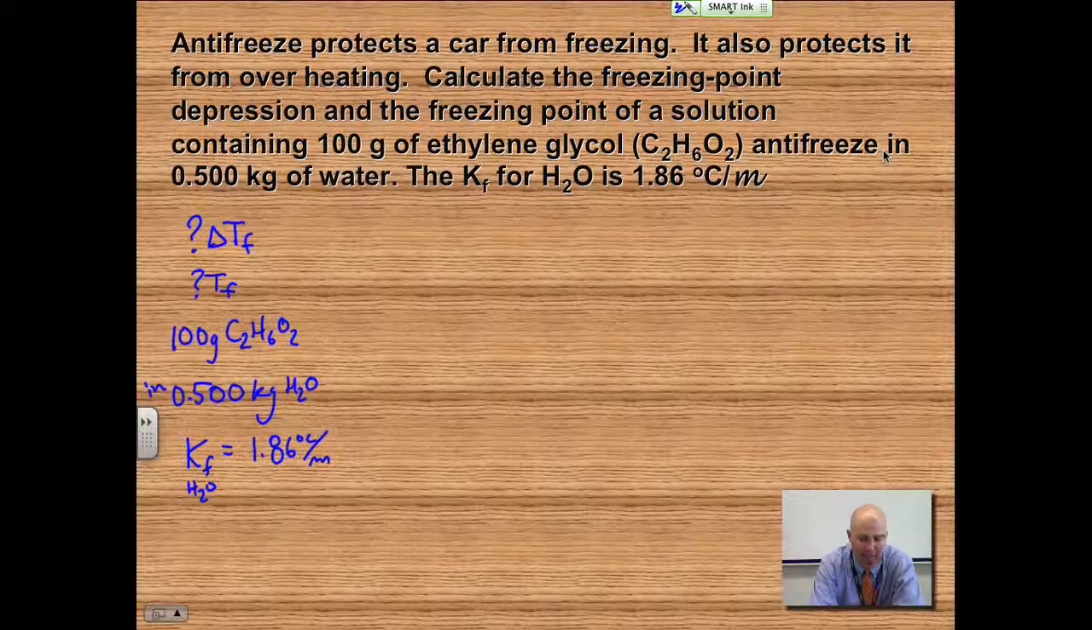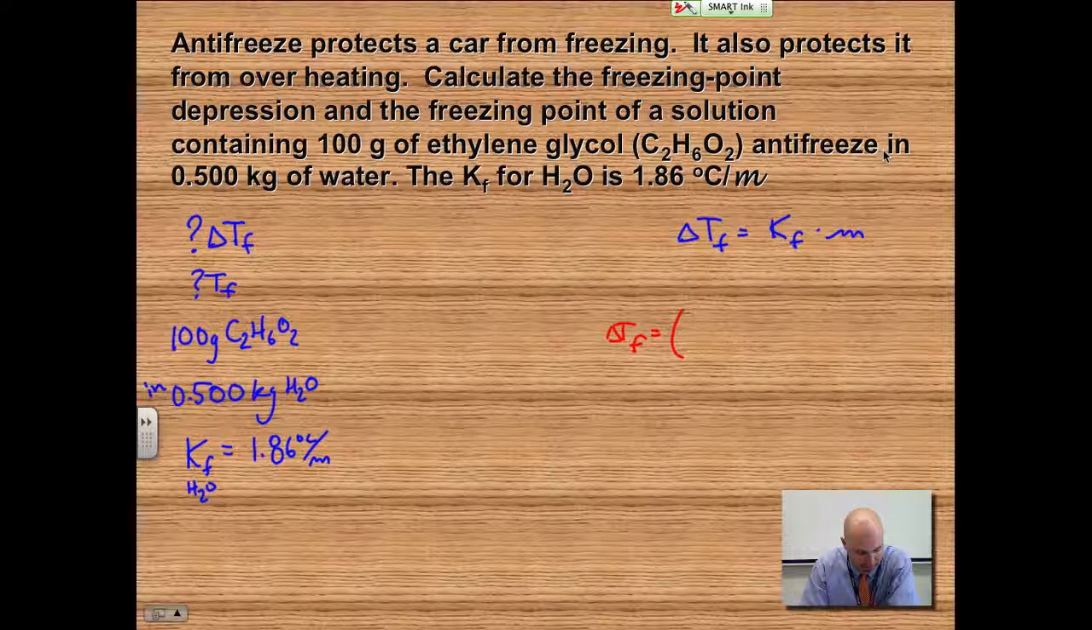All right? Now obviously we're solving for the change in temperature, so we know we're going to be needing this formula. We're going to need that Kf times molality. So let's go ahead and start solving for it. The change in temperature of the freezing point is Kf, which is 1.86 degrees Celsius per molal, times the molality.